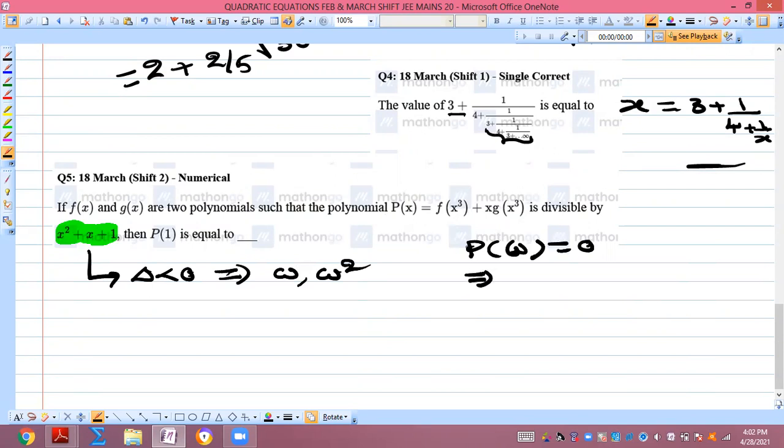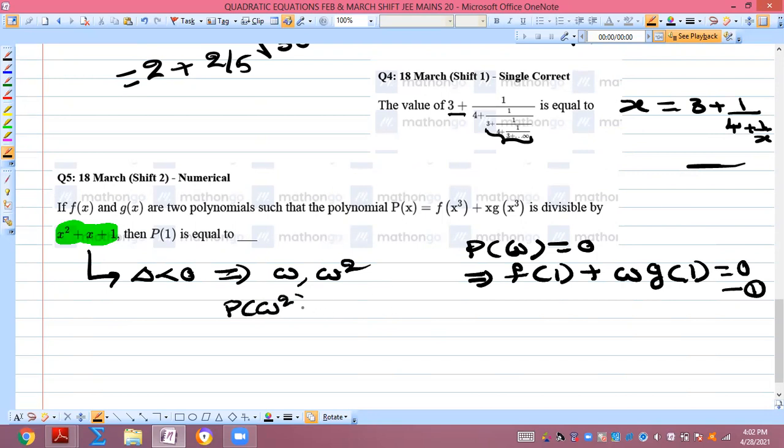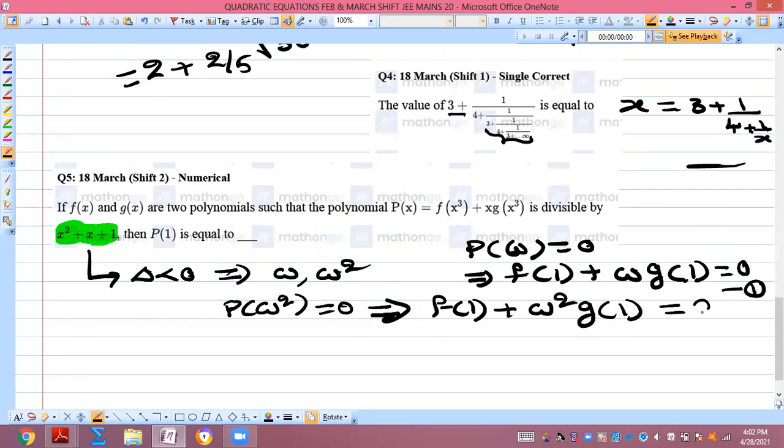What is p of omega? F of omega cube, that is 1. So f of 1 plus omega into g of 1 equals 0. This is one relation. Now p of omega square also should be 0. That is f of omega power 6. Omega power any multiple of 3 will be 1 only. Then omega square plus g of omega power 9, that is also 1 only. This is the second relation. Now they are asking p of 1.